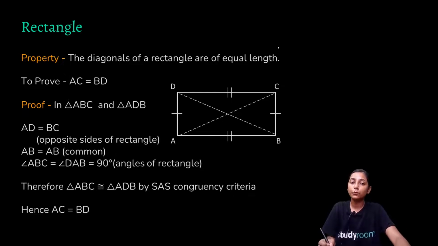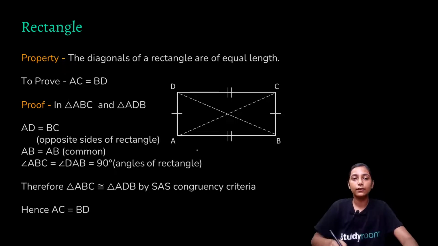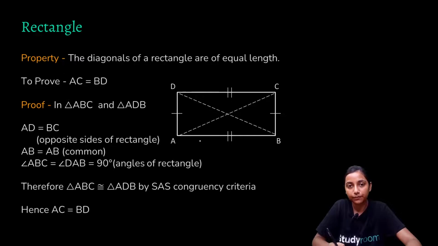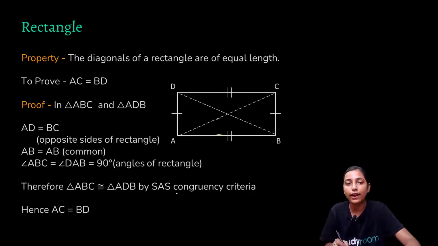So what do we need to prove here? That this diagonal AC is equal to this diagonal BD. So what is the proof? For this triangle ABC and this triangle ADB, we are taking these two triangles, ABC and ADB. We can say that AD is going to be equal to BC because these are the opposite sides of this rectangle. Opposite sides of rectangle, AB and AB, this is common to both these triangles.